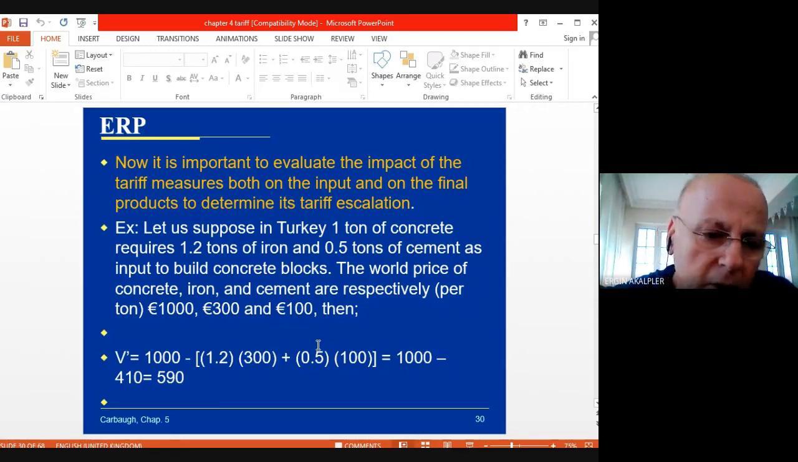The world prices of concrete, iron, and cement are given respectively as $1,000, $300, and €100. Then V dash is equal to 1,000 minus, in brackets, 1.2 multiplied by 300, these are the inputs, plus 0.5 multiplied by 100, close the bracket. That is 1,000 minus 410, which gives us 590 for the first part of our equation.